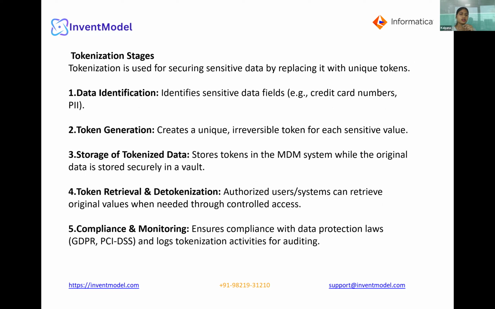Now we have the tokenization stage. Why we use this stage is that tokenization is used for securing sensitive data by replacing it with unique tokens. Here we generate the unique tokens for the tokenization. There are also five stages for the tokenization. First is data identification. Here we identify sensitive data fields like card numbers.